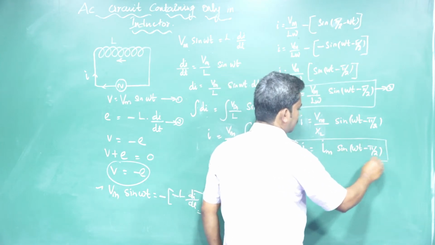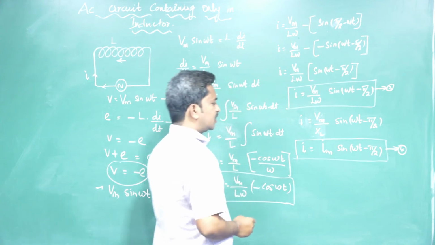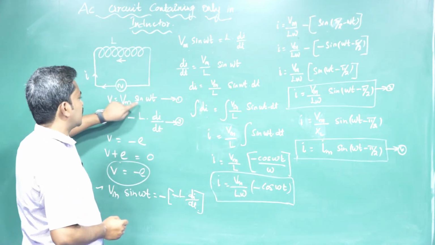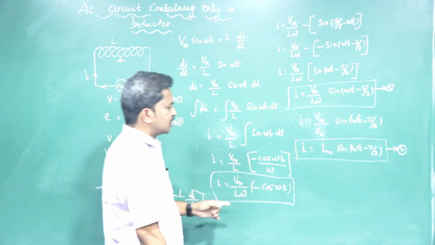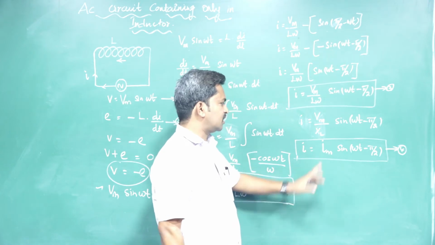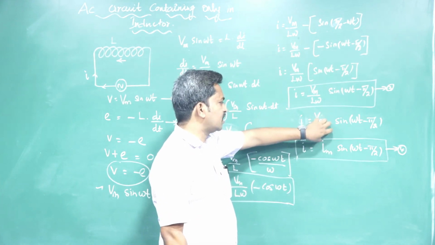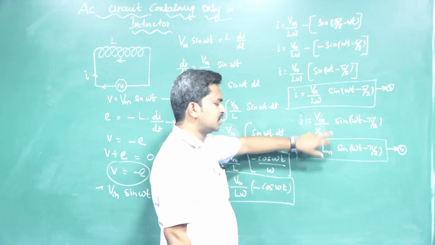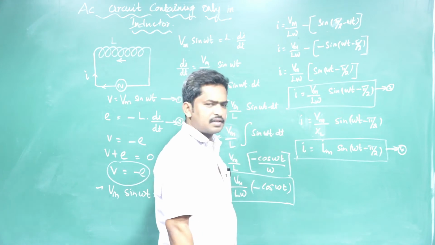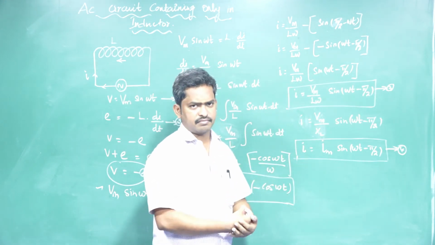This is the final equation of current. I mean the current equation, the alternating current equation. First equation V is equal to Vm sin omega t, but here I is equal to Im sin omega t minus pi by 2. Im is nothing but the maximum current flowing through the inductor, so Vm divided by XL. XL is nothing but the reactance, which means the resistance of this coil. So I is equal to Vm divided by XL sin omega t minus pi by 2. So I is equal to Im sin omega t minus pi by 2.